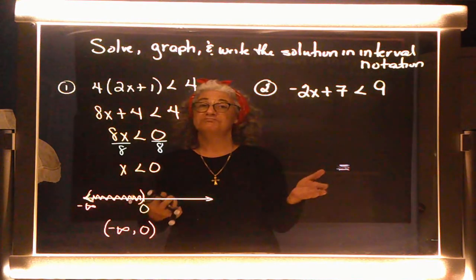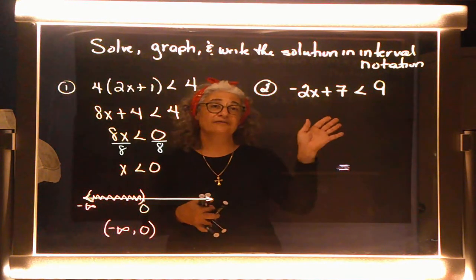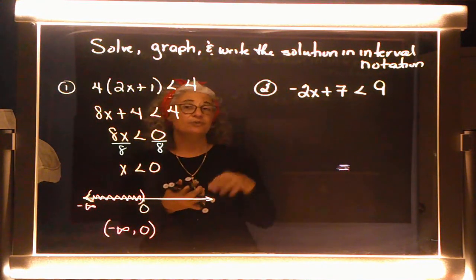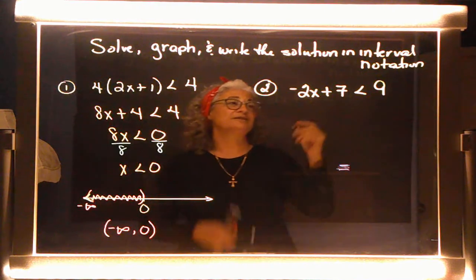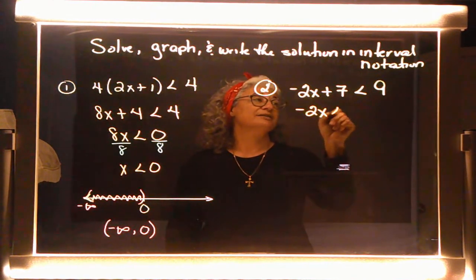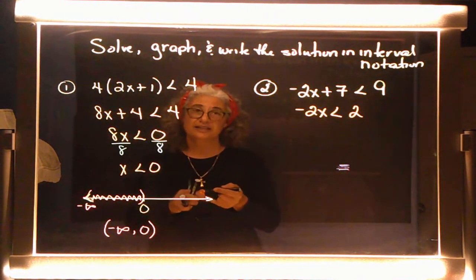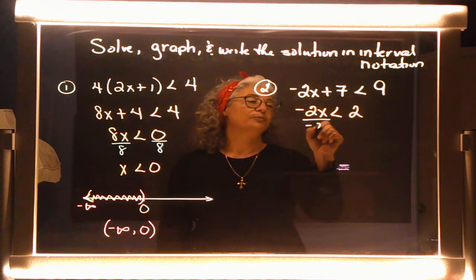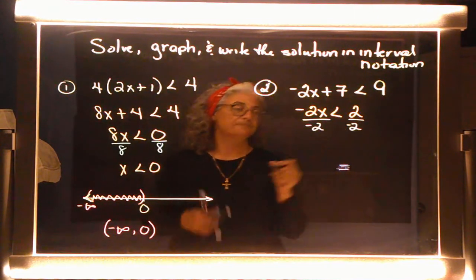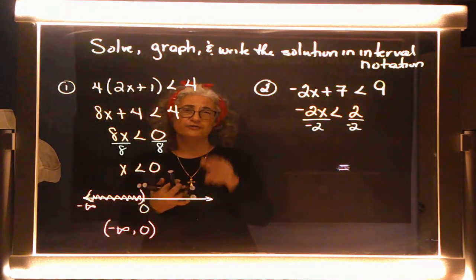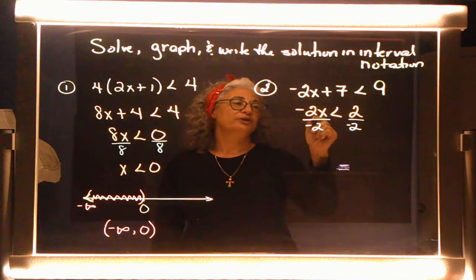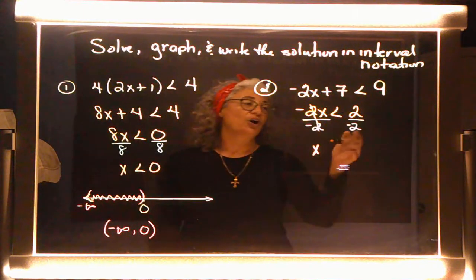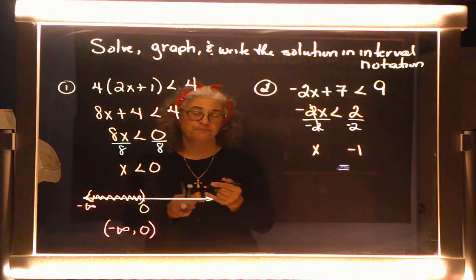Okay, let's look at number 2. So, no parentheses here. All I have is a straight move of things over. So what's got to go first? The 7. So I get negative 2x is less than 2. And then what do you have to do? Yes, you have to divide by a negative 2 on both sides, agreed. Now, just watch for a second, don't write anything down. So we know these negative 2's cancel, and on the left side remains an x. On the right side is a negative 1.